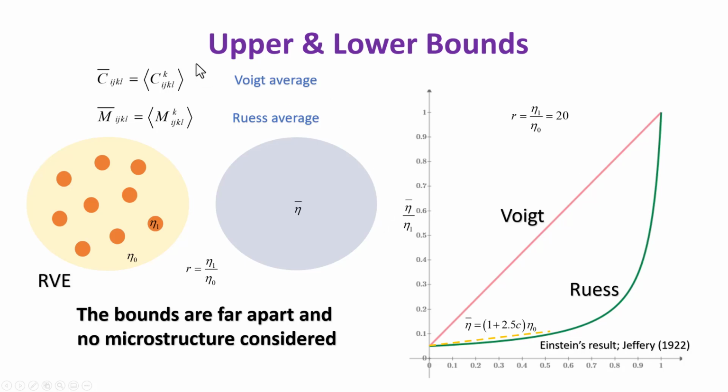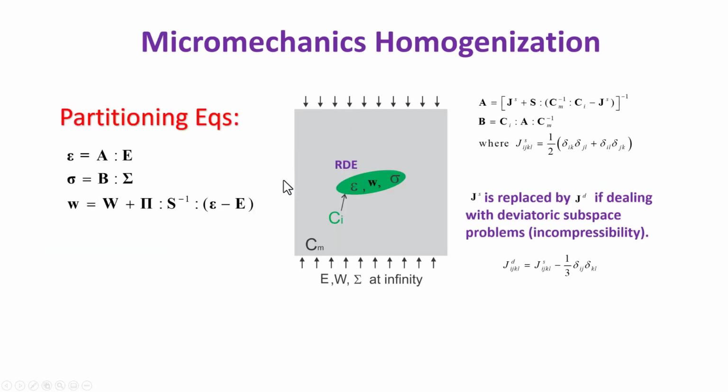See the problem with this simplistic Voigt average and Reuss average? They only give the upper and lower bounds, and the two bounds are far apart. Also, they do not consider the microstructures of inhomogeneities. So the second phase may have different shapes, different orientations. The second phase may also have a preferred orientation, and that is not considered in this simplistic average. So we need a more rigorous way to do the homogenization, and that is achievable with the partitioning equations from micromechanics.